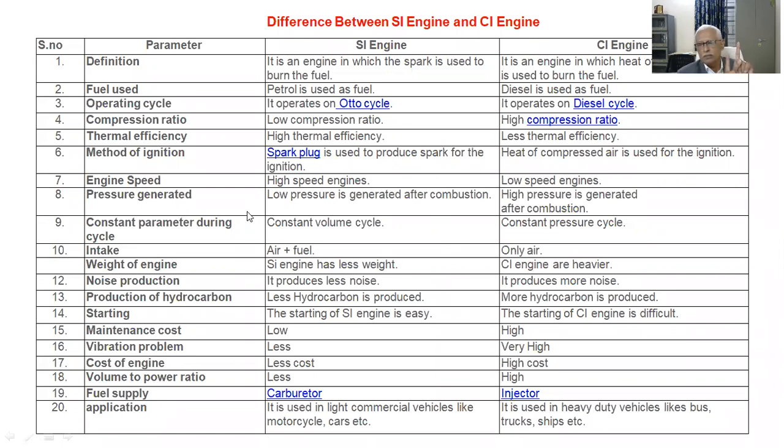So pressures, operating pressures are also low in the SI engine and very high in the diesel engine or the CI engine. And what are the constant parameters during the cycle of operation? In the case of the petrol engine or SI engine, it is constant volume. The Otto cycle is also called a constant volume cycle, while the CI engine is called a constant pressure cycle.